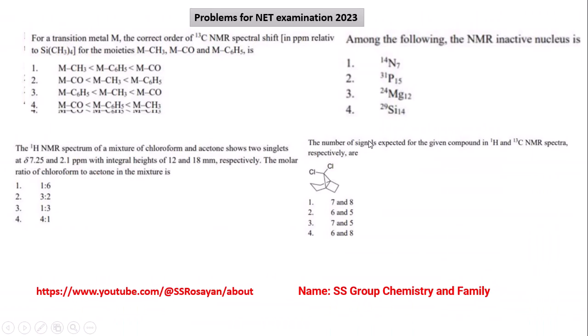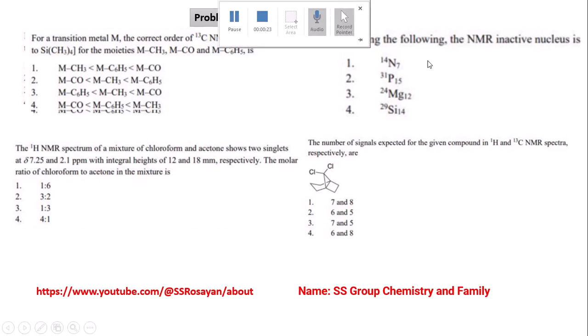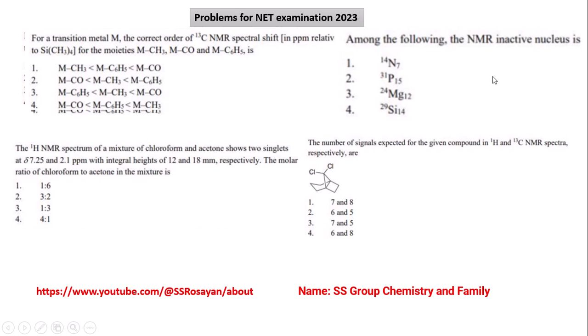Now I am introducing the next video regarding the NET question solutions of 2023. These are the NMR-related problems that came in the NET questions. One is the 13C NMR problem, another is the numerical problem in proton NMR spectroscopy, another is the activity of the NMR nucleus in different nuclei present in NMR spectroscopy, and the fourth problem is the type of signals that come in NMR spectroscopy.